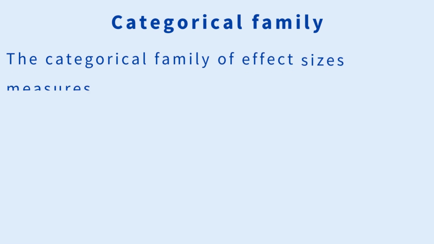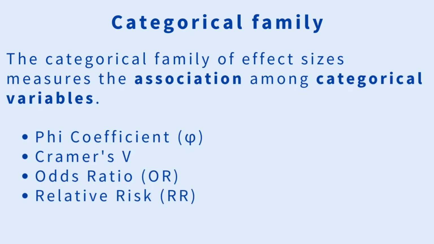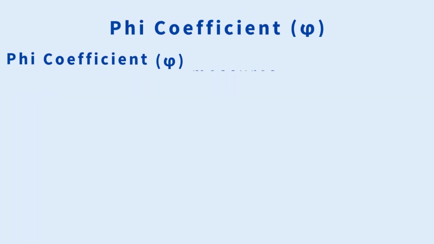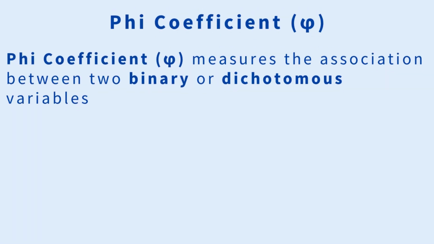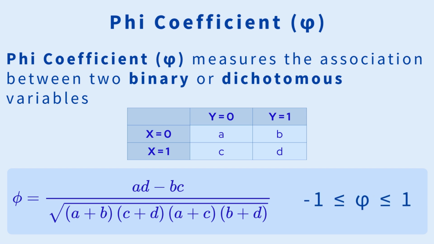The categorical family of effect sizes measures the association among categorical variables. Phi coefficient measures the association between two binary or dichotomous variables, much like Pearson's r. Its value also ranges from -1 to +1 and is interpreted similarly to Pearson's r.